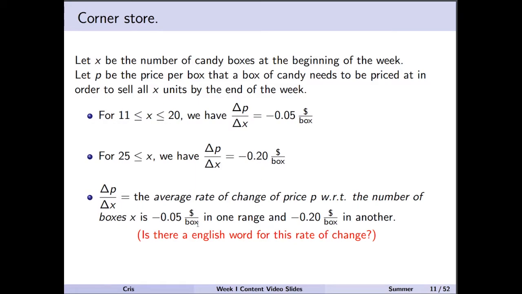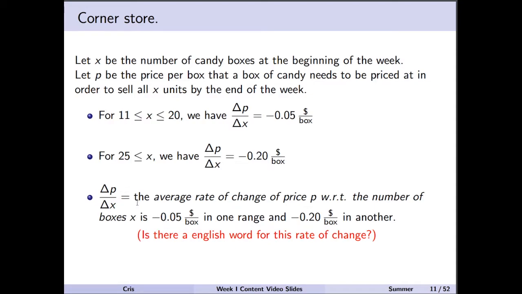Okay, in this case, well, it's not a physics problem. There's no time involved. The independent variable here is boxes of candy, number of boxes of candy. And the change in P over the change in X is the average rate of change of price with respect to the number of boxes. And it's minus 5 cents per box in one range, and it's minus 20 cents per box in another range.